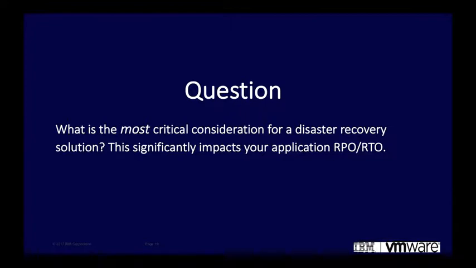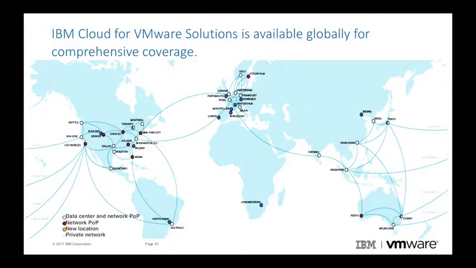Yes? That's right. So network is a key part of this whole conversation. Thank you, Jack. Unless you have the right network in place, you're never going to achieve your RPOs and RTOs. You need to size the bandwidth. You need to have information on what your data rate of change is, how much of the storage needs to be replicated over.